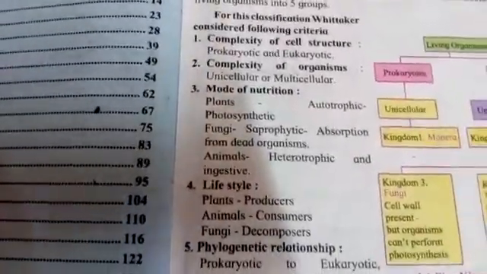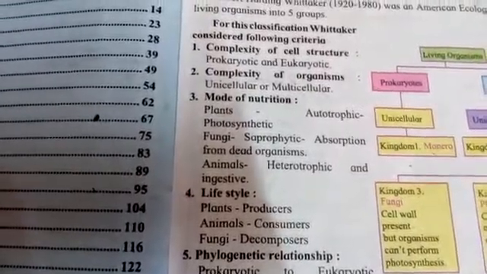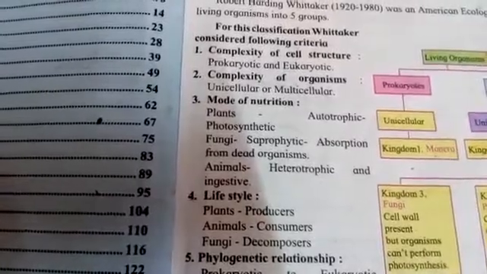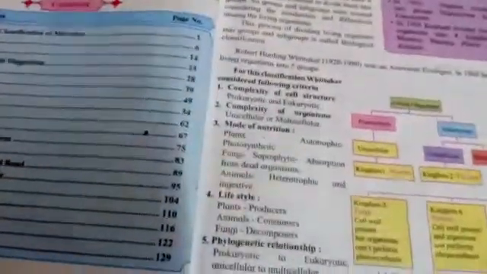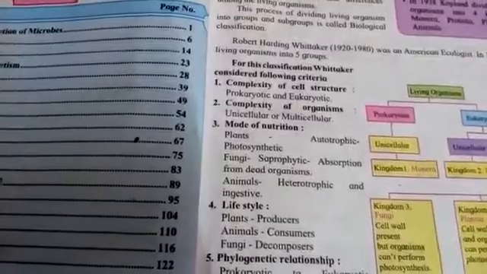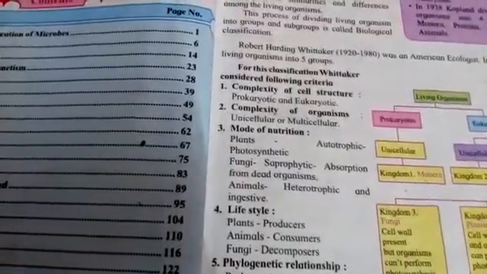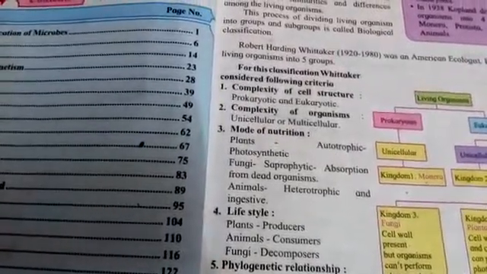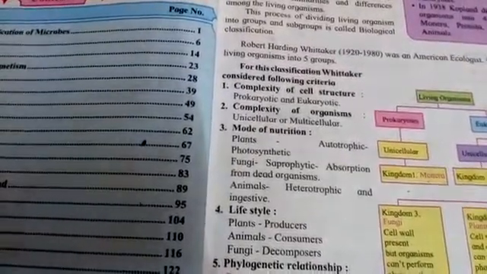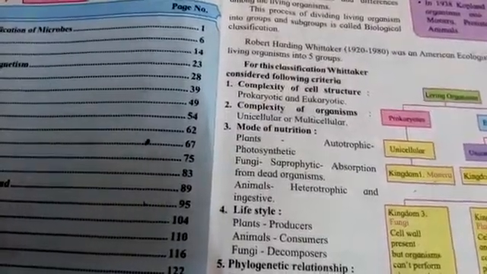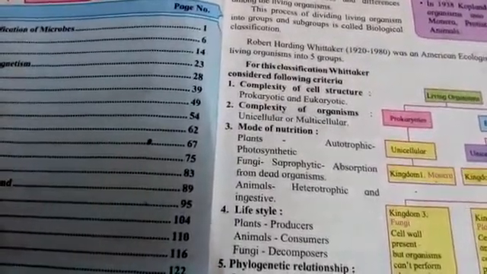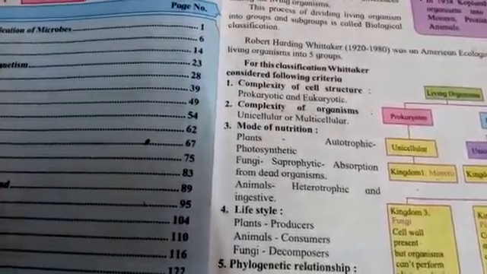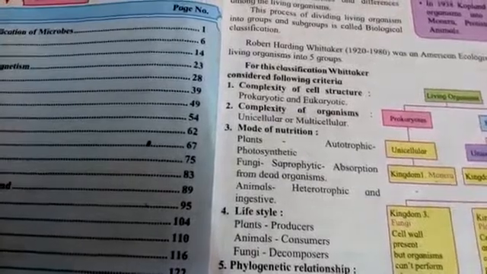Then mode of nutrition. Plants are autotrophic, that means they are able to make their own food. Photosynthetic, that means they make their own food by the process of photosynthesis. Photo means light and synthesis means to prepare. They prepare their food in the presence of light. Which light? Sunlight. Then fungi, saprophytic. Saprophytic means they obtain their nutrition by growing on dead organisms, and from those dead organisms they obtain food. So this is fungi.